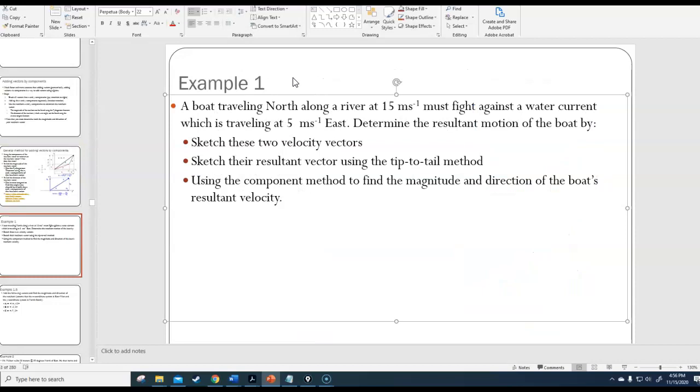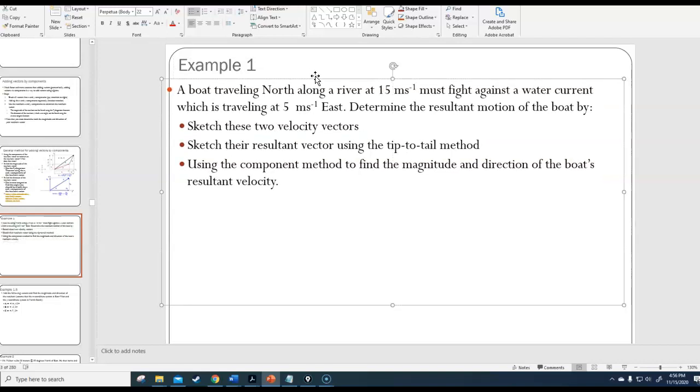Okay, so let's take a look at example 1, and we're going to start off with a pretty basic example here. It says a boat traveling north along a river at 15 meters per second must fight against a water current which is traveling at 5 meters per second east. Determine the resultant motion of the boat by sketching the two velocity vectors, sketching the resultant vector using the tip-to-tail method, and then using the component method to find the magnitude and direction of the boat's resultant velocity.